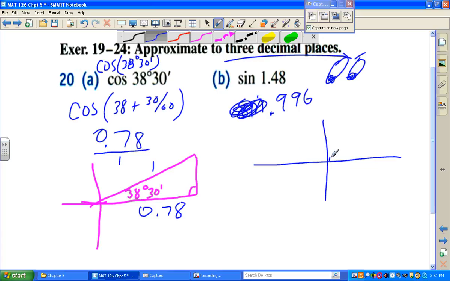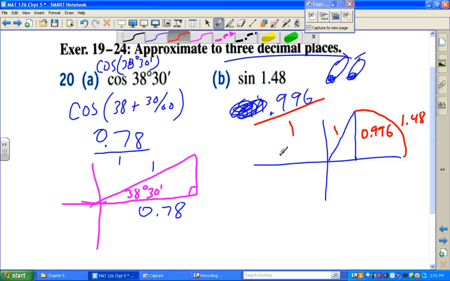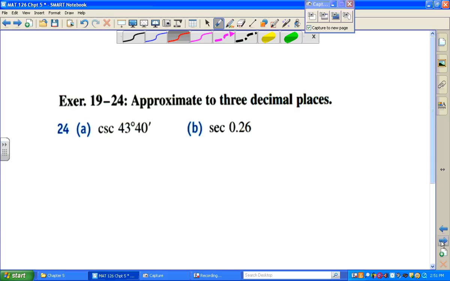First. So if you drew an arc length of 1.48, the opposite side would be 0.996, and the hypotenuse would be 1. You can put any number you want over 1 and write it using your trig ratios. This is opposite over hypotenuse. We're almost there. Ready? Here we go.